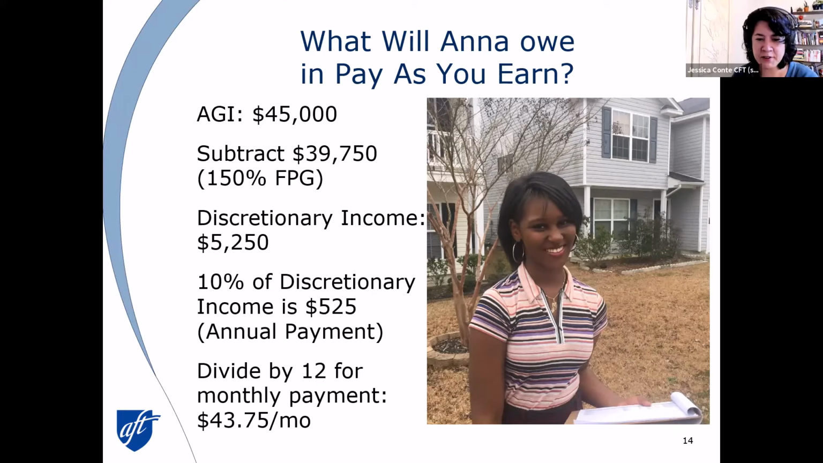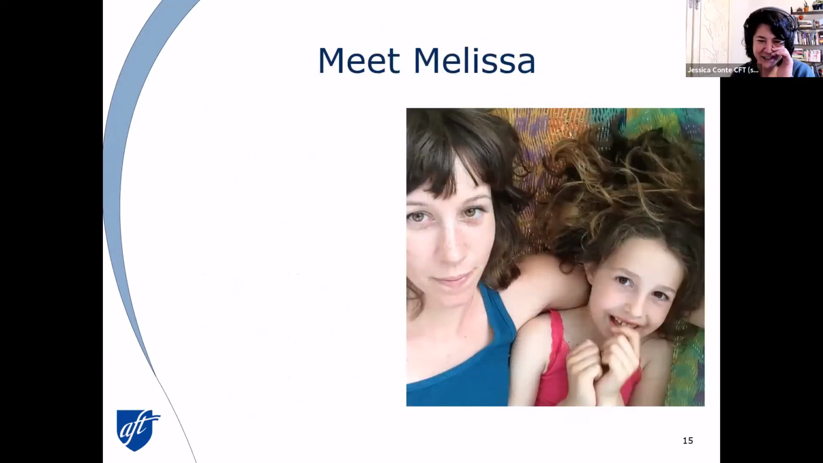Because she's eligible for Pay As You Earn, you multiply that number by 10%, which gives you $525. And this is what she'd be expected to pay over a year. So you divide it by 12, and you see that she'll be expected to pay $43.75 every month. Okay. So if Anna's salary does go up in the future, the most she'd ever pay is $311 a month. And that's because Pay As You Earn is capped to what you'd be paying under the 10-year standard repayment plan.